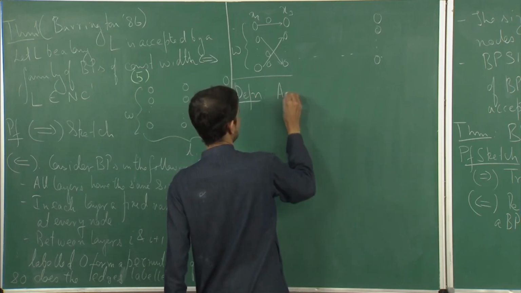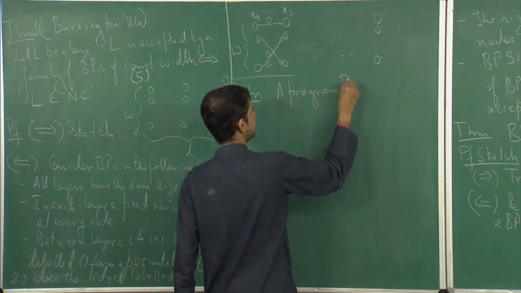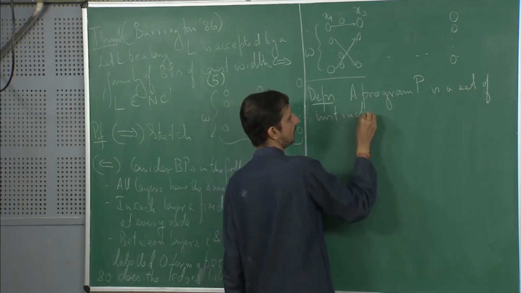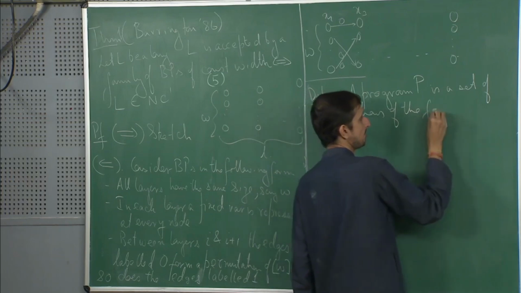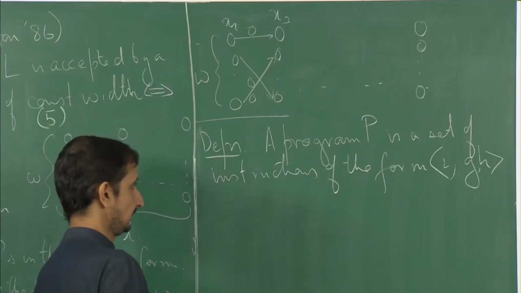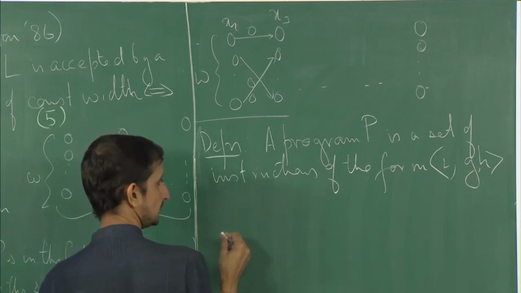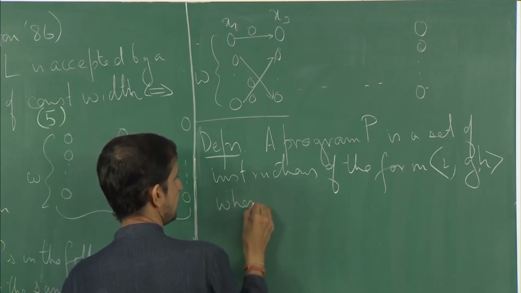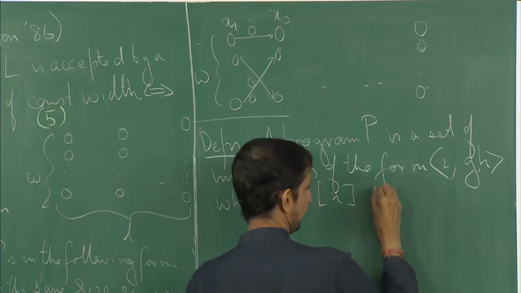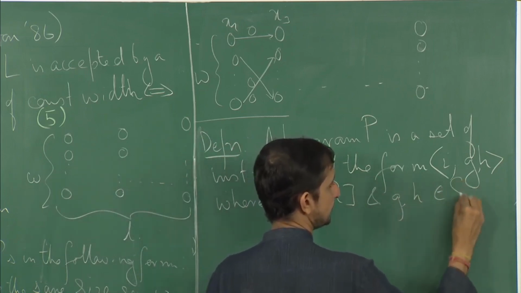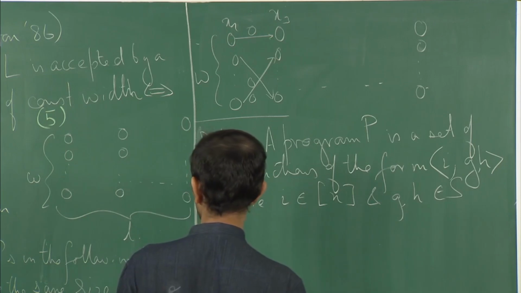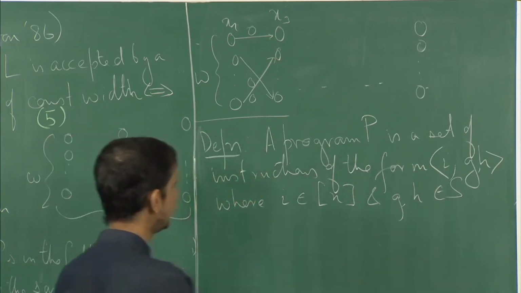So, formally, a program P is a set of instructions of the form I, G, H where I is a number between 1 and n, and G and H are permutations of, well, so we only need it for 5, but it can be for anything. So, let us say we define this only for 5.